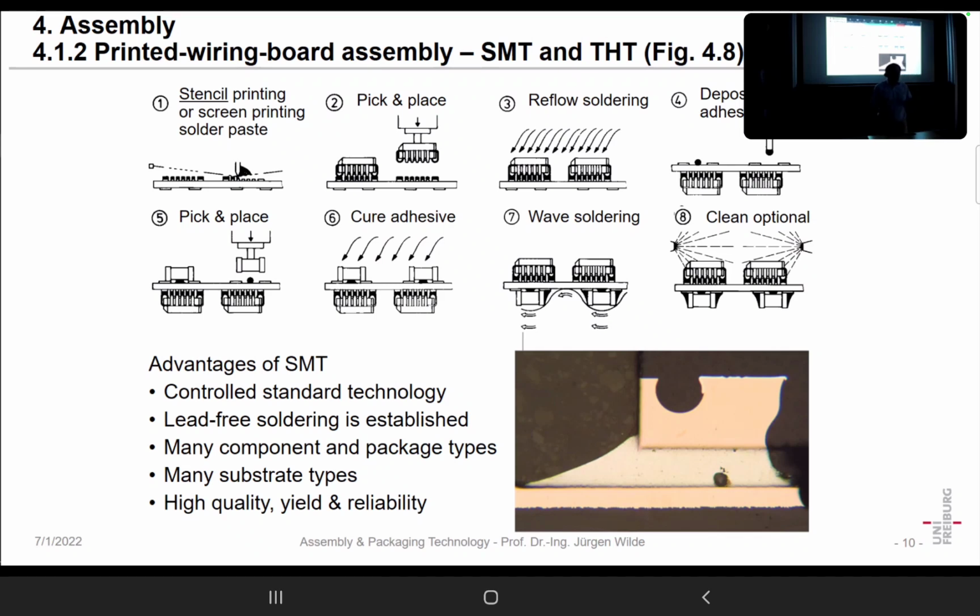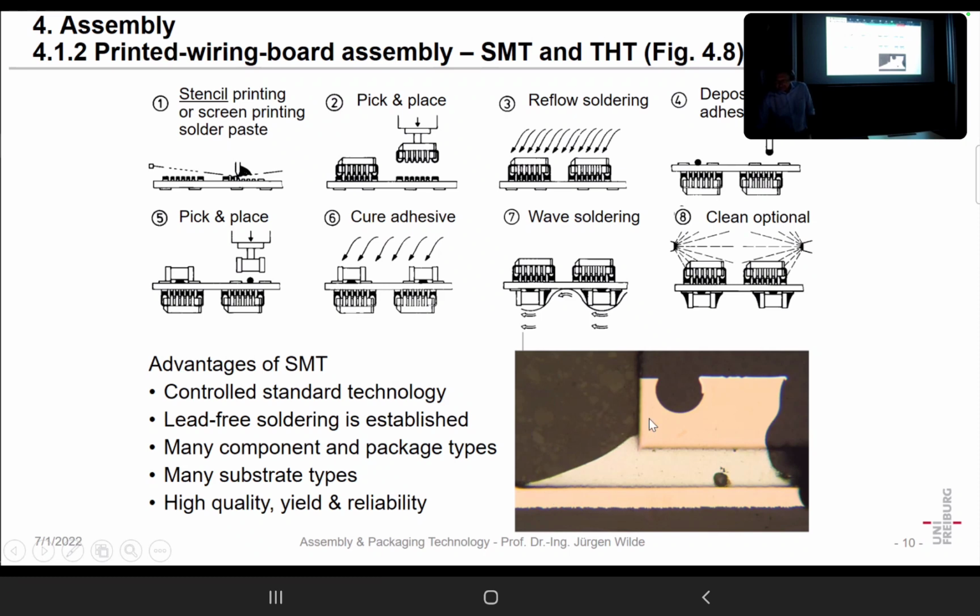Wave soldering is often used as so-called local wave soldering. So we have only a very small solder wave. For instance, if we have special devices which must be through-hole, like a transformer where the pins must come through the board, then we use wave soldering. So it's still in use, but the most important process, of course, is the reflow process.